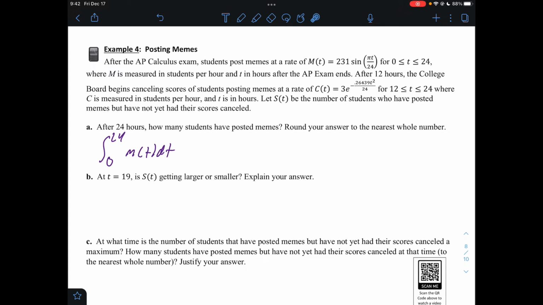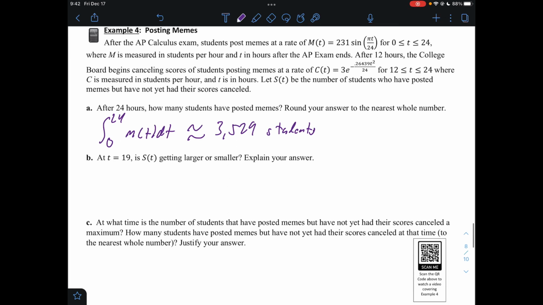And basically type this in, except instead of typing M of t, type in what M of t is. So 231 sine pi t over 24. Remember that your calculator needs to be in radian mode unless otherwise specified. Okay, and if you're doing this correctly, you should get approximately 3,529 students. And it says around the nearest whole number because you can't have part of a student. Either it's a full student or it's not a full student. Okay, so 3,529 students post memes.